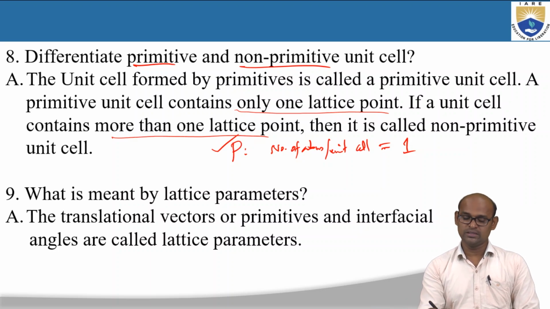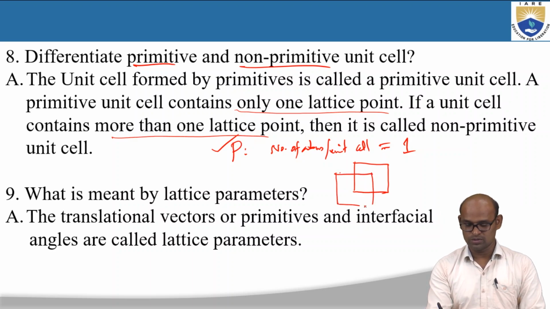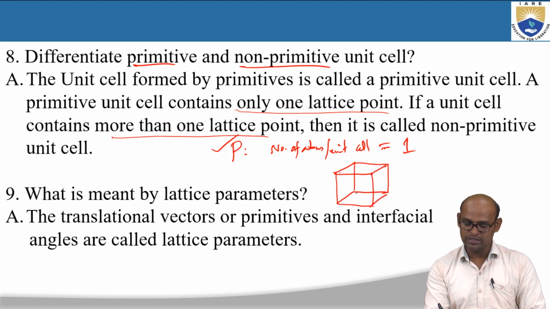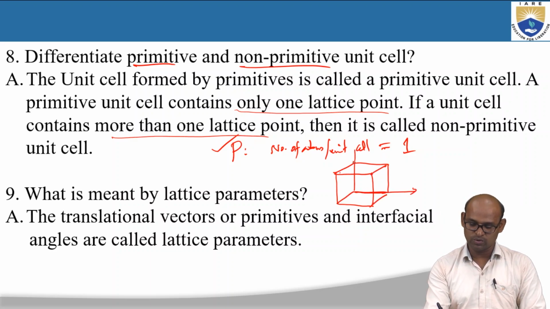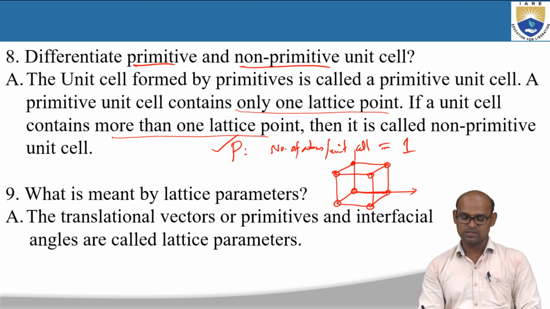So what is meant by lattice parameters? We have defined the unit cell, right? For example, in 3 dimensions, you have a cubic unit cell. So I have a cube, and this is my unit cell. There is one atom at each corner. If it is a simple cubic unit cell, I have 1, 2, 3, 4, 5, 6, 7, 8 atoms.